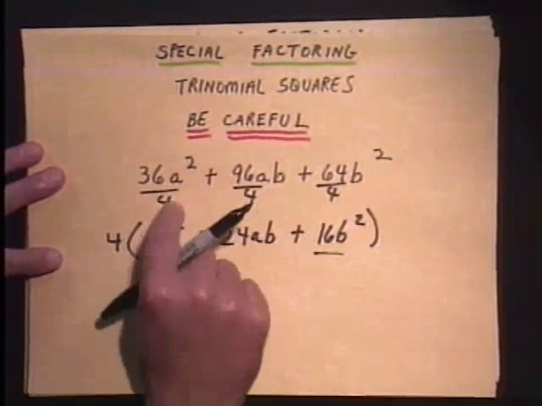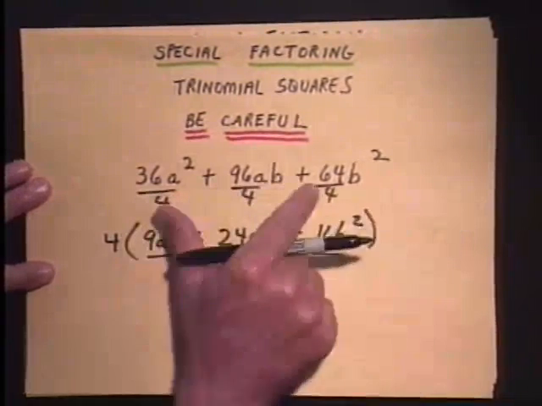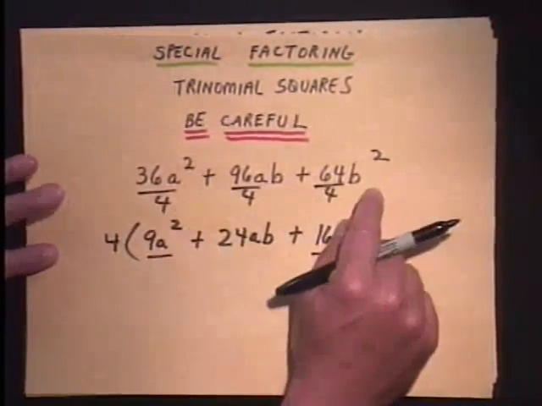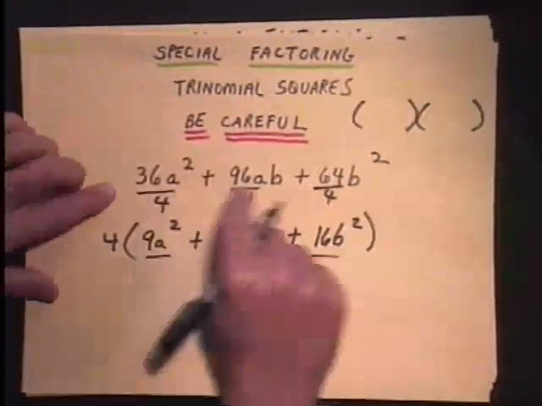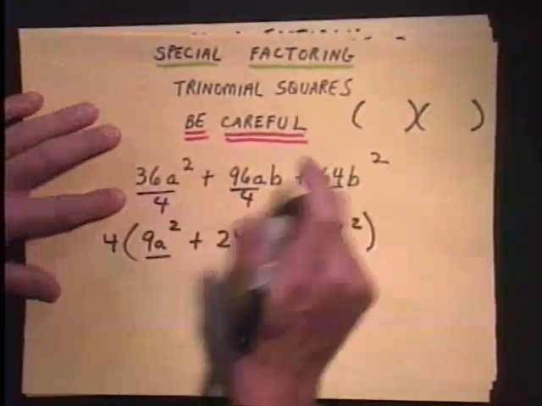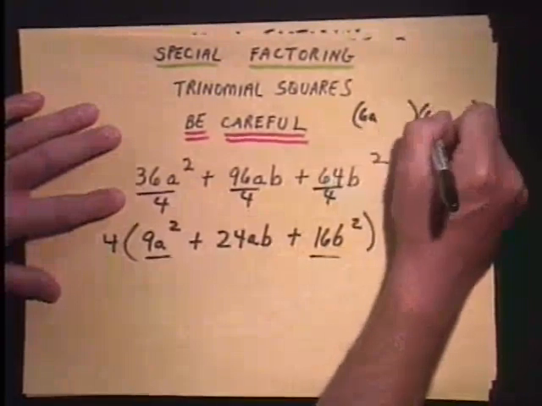Now, Young, what if I would have gone up here and just started factoring that without taking out the 4? Let's see what would have happened. And I'll show you real quick here. If we would have done that, to get 36a squared, y'all would have said 6a, 6a, right?